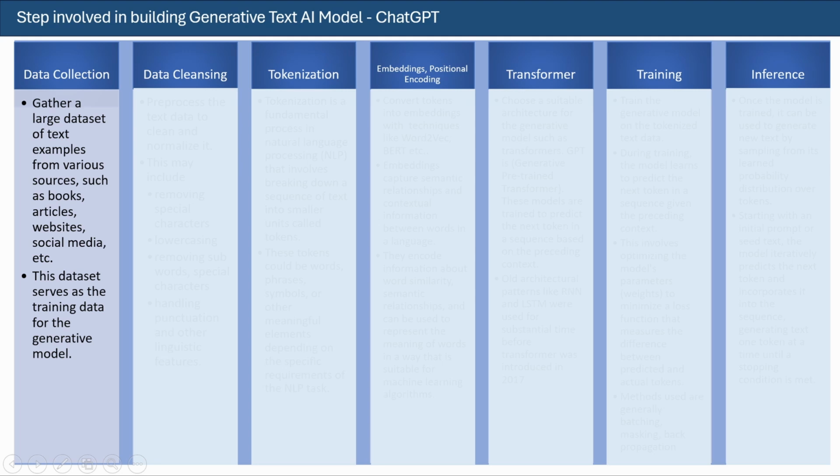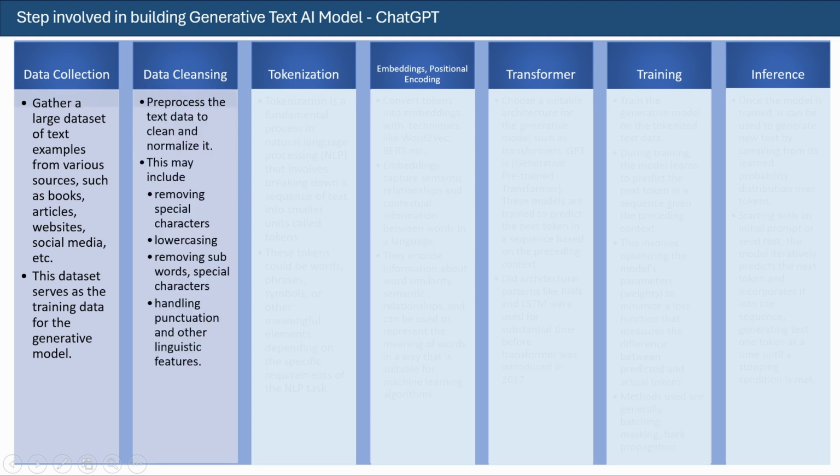In this step, a massive amount of text data is gathered from different sources like books, articles, websites, social media, and online documents. This collected text becomes the training data. Just like humans learn a language by reading and listening, AI learns language by analyzing huge amounts of text. And remember, the more diverse and high quality the data is, the better the model learns.